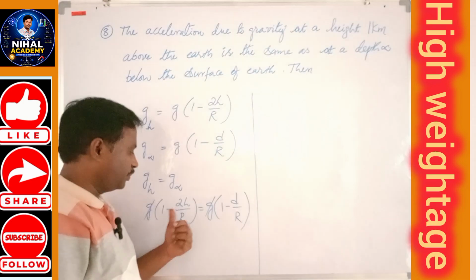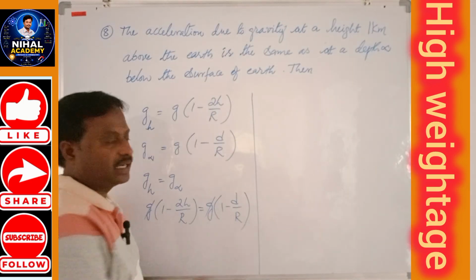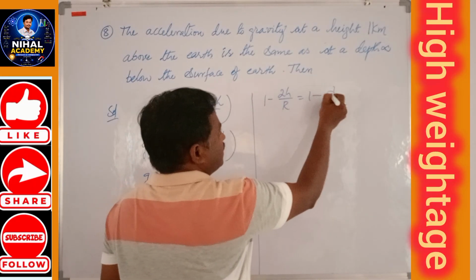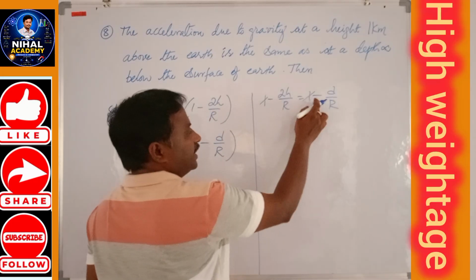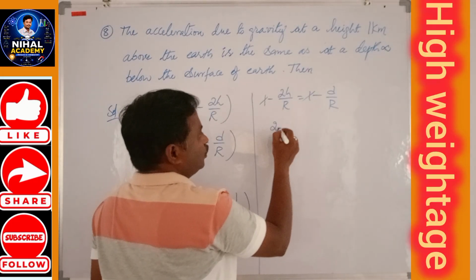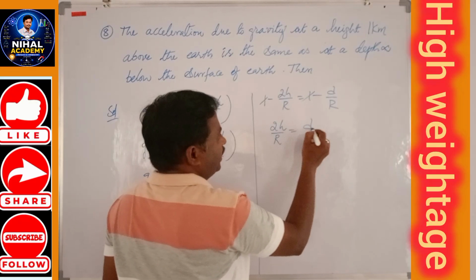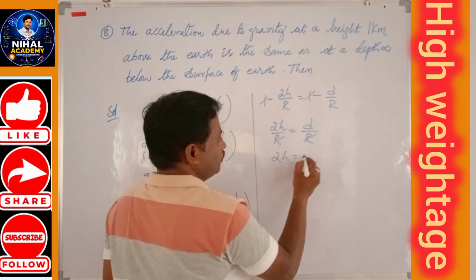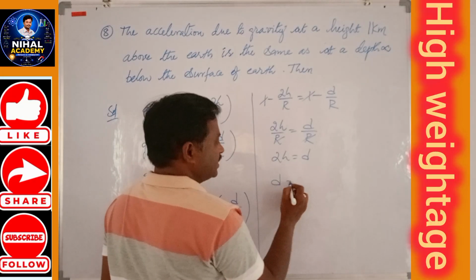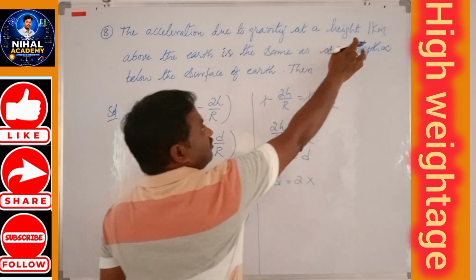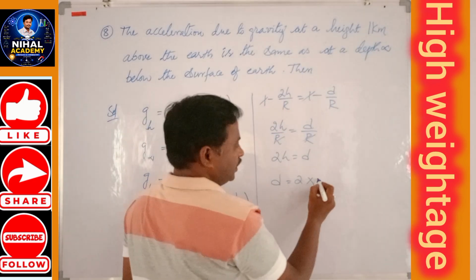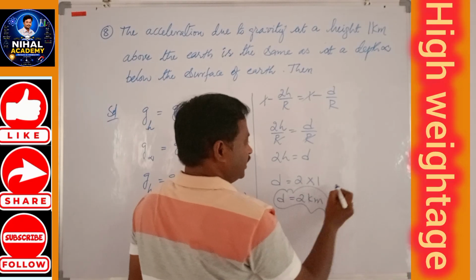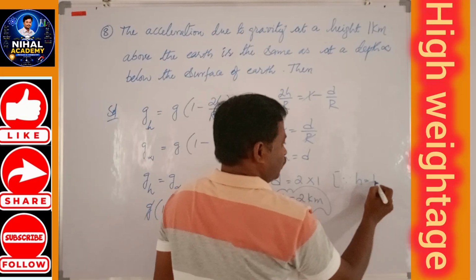Now the remaining part is 1 minus 2h by r is equal to 1 minus d by r. The 1 cancels, and the minus we can take out as the same on both sides, so 2h by r is equal to d by r. R is also the same, the radius of the earth, so we can cancel it, then 2h is equal to d. So d we have to calculate: d is equal to 2 into h, and as per the given problem h is 1 kilometer. We substitute that h value 1, so d is equal to 2 kilometers. So as per the problem, d is equal to 2 kilometers.